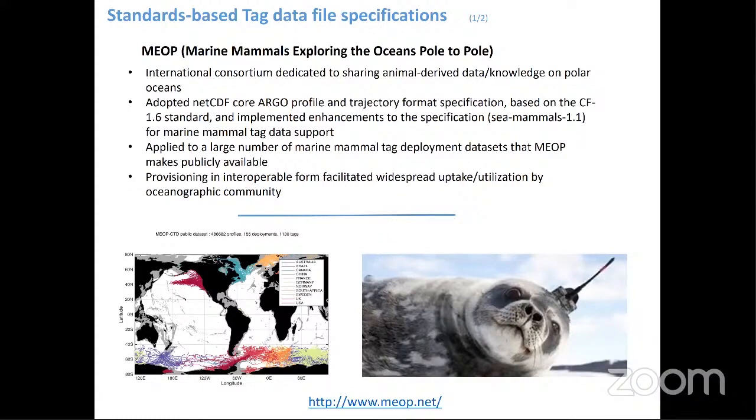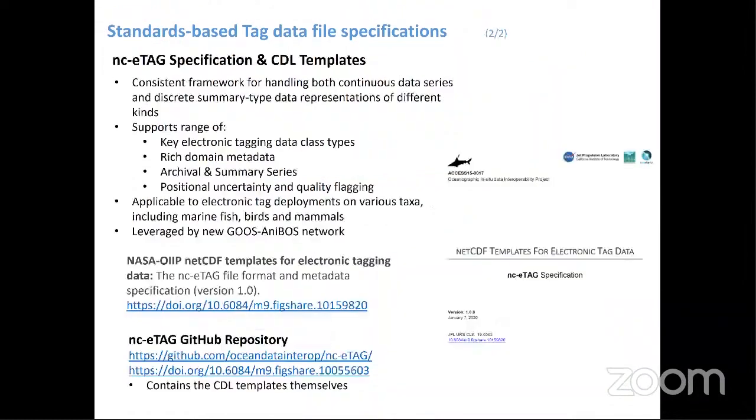What has been done historically in terms of standards for animal telemetry data? The first foray into this, and a wonderful project, if you're not aware of it, is MEOP, the International Consortium for Marine Mammal Telemetry Data. And what they very intelligently did was they leveraged the netCDF core Argo profile format to package their marine mammal data. And why was this important? Because it provided a standards-based interoperable format that could be widely used by the oceanographic community, something that they were very familiar with. But MEOP only represents a certain type of animal telemetry data.